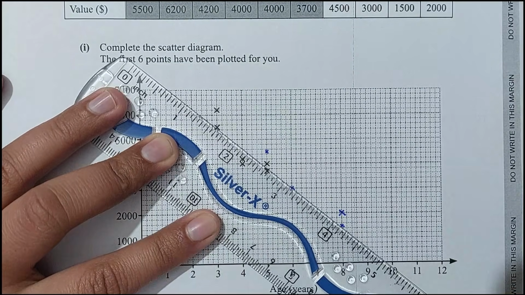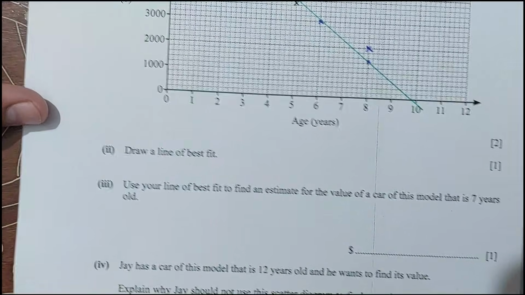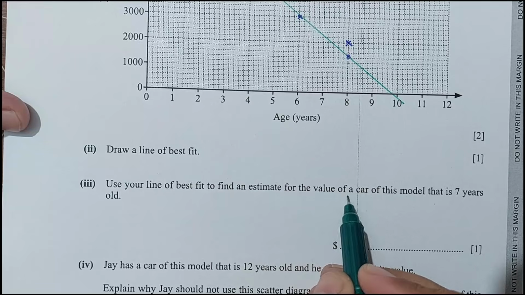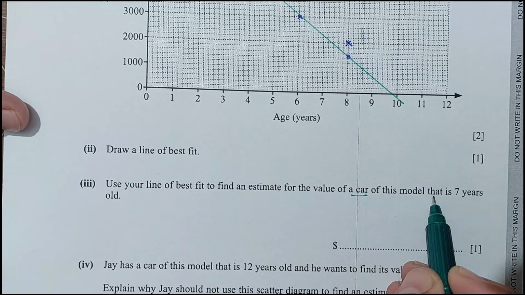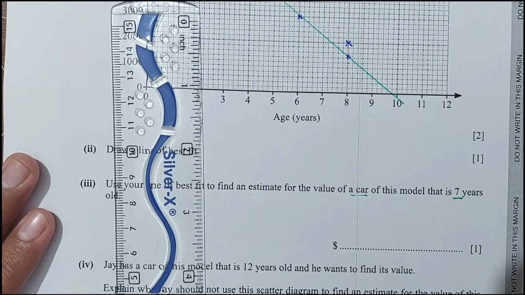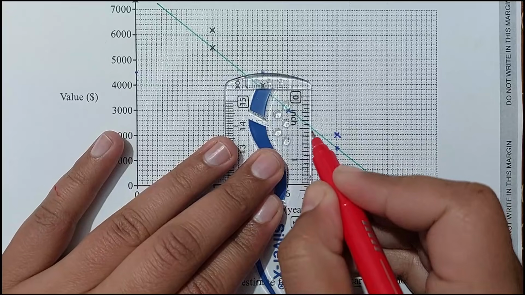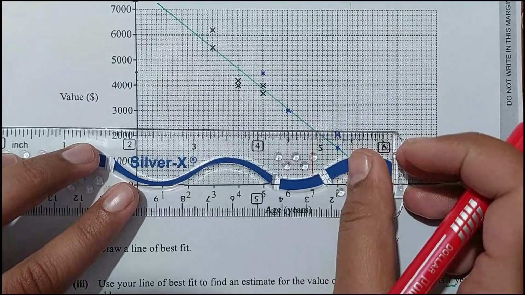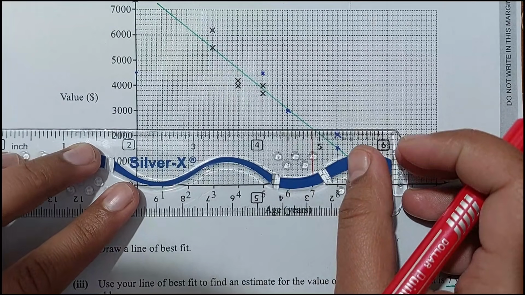Yeah, I guess this would be the line of best fit. Now for part 3, use your line of best fit to find an estimate for the value of a car of this model that is 7 years old. The value of the car that is 7 years old, just read from the line of best fit. It should be in the middle.